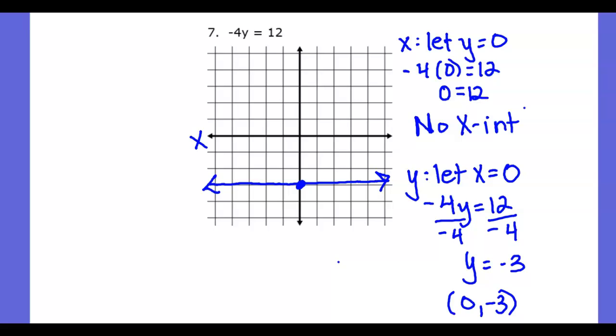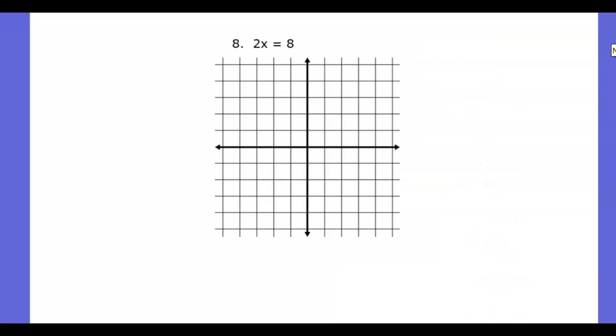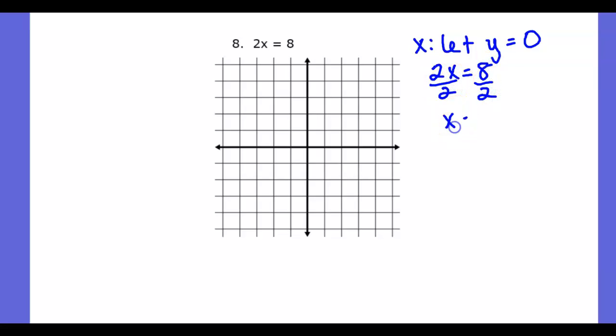All right, and it's going to be a little bit different than number 8. Number 8, let's do our x-intercept. We let our y be 0. Well, there is no y, so we're left with 2x equals 8. And we divide by 2, our x is 4. Okay, so that means our x-intercept is at 4, 0. Let's draw 1, 2, 3, 4.